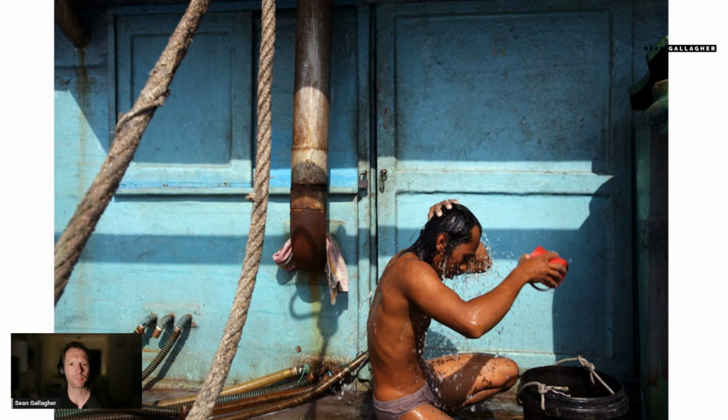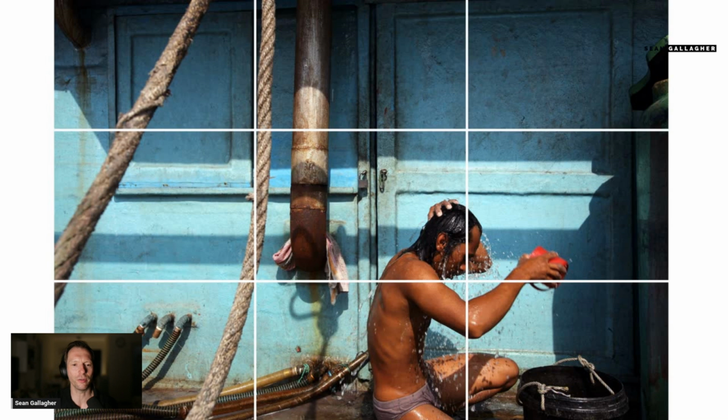Here's another image from the story where, again, another man, very similar to the first image, who was bathing in the port area of northern Jakarta. And you can see in this image how very similar. This time I offset him to the right-hand side and got him on what would be the bottom right crosshair of the rule of thirds. And again, in this image, I've got a bit of a better balance with the ropes on the left-hand side.